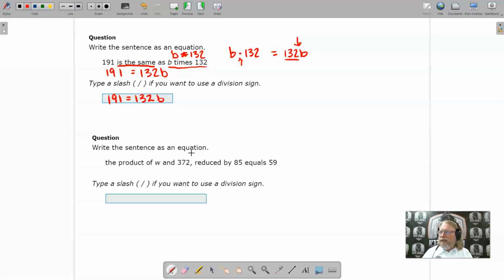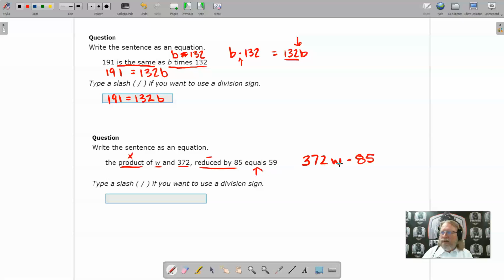On the next one, write a sentence as an equation. The product, so product means to multiply, right? The product of W and 372. So 372 is going to be the coefficient of the variable W, and leading coefficients were made to come first, 372W. So the product of W and 372 reduced by 85. So we have to then reduce that 372W by 85. So that's minus. Reduce means to subtract. Going to subtract what? 85.